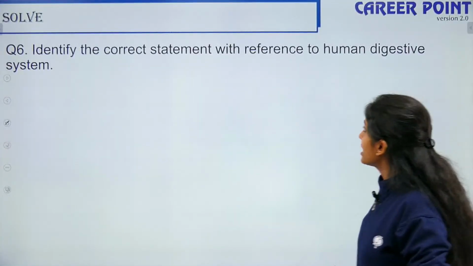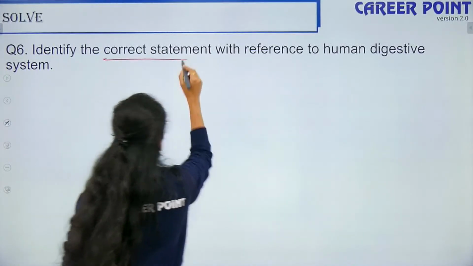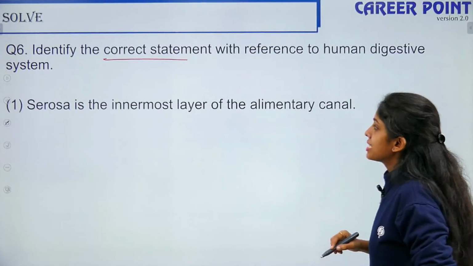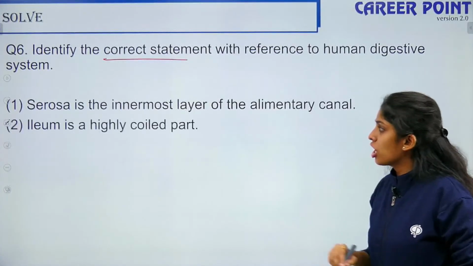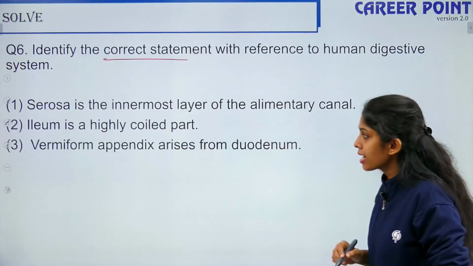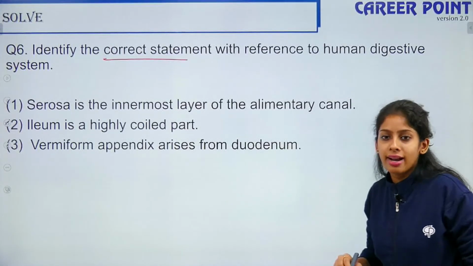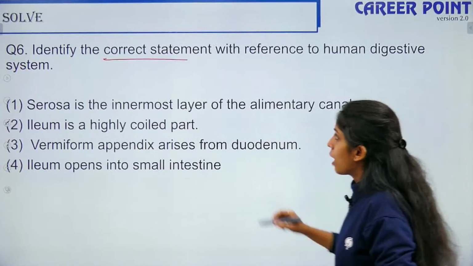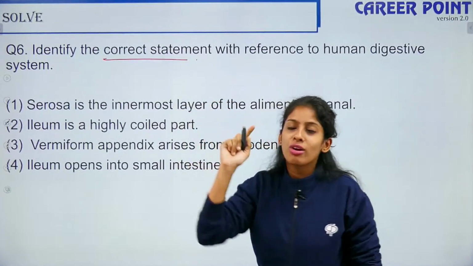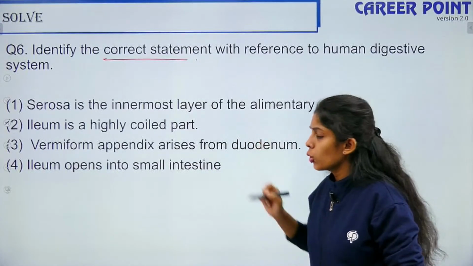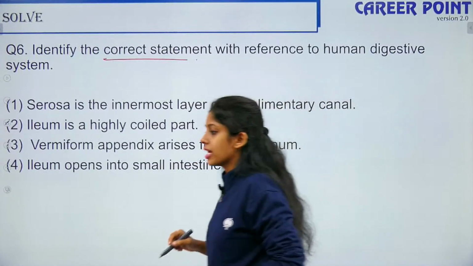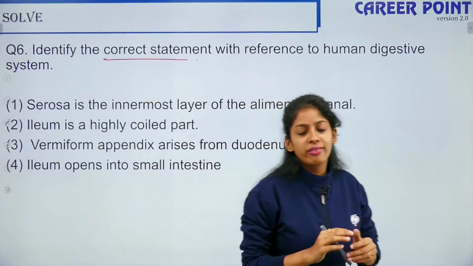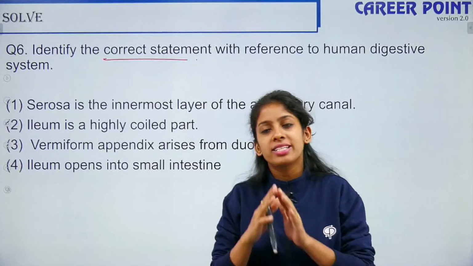So question 5. Identify the correct statement with reference to the human digestive system. Serosa is the innermost layer of the alimentary canal. Ileum is highly coiled part. Vermiform appendix arises from duodenum. Ileum opens into small intestine. You have to find the correct statement. Only one statement is right. Which one? Come on, everyone, give me the answer. Quick try. It's okay, even if you're taking more time to solve the question, it's fine.